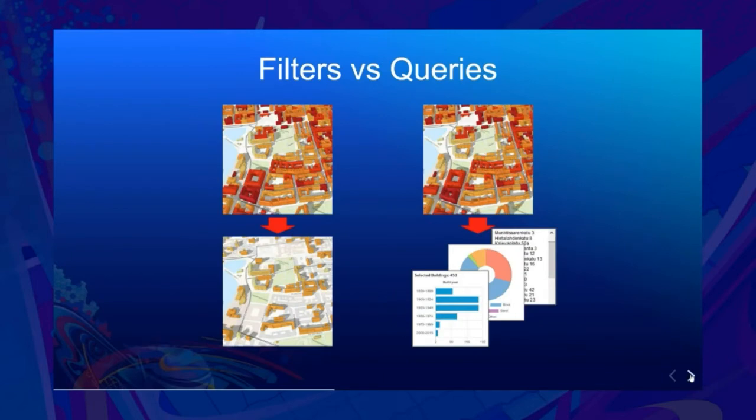Before we dive into the specifics of querying and filtering, we should discuss the differences between the two. They are similar in that they operate on the attribute data of features. However, filters are used to remove features from the view based on certain conditions. On the other hand, queries do not directly affect the view. They can be used to extract the attribute data from the features in various ways.